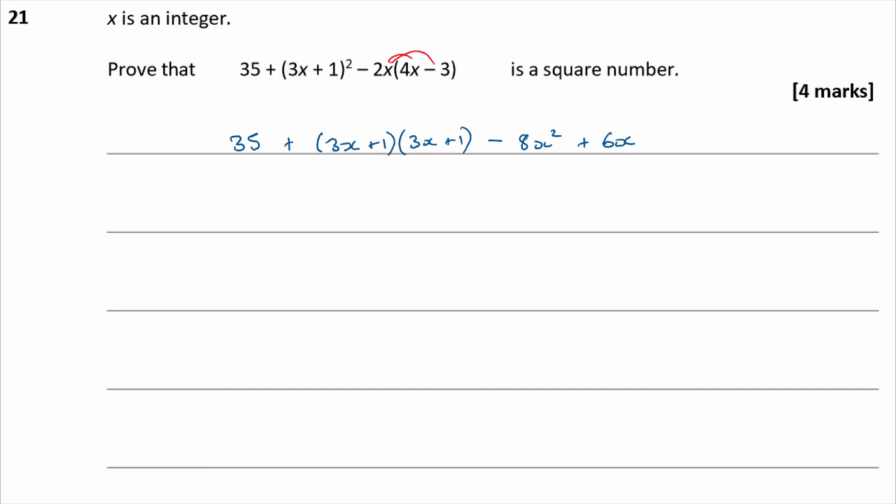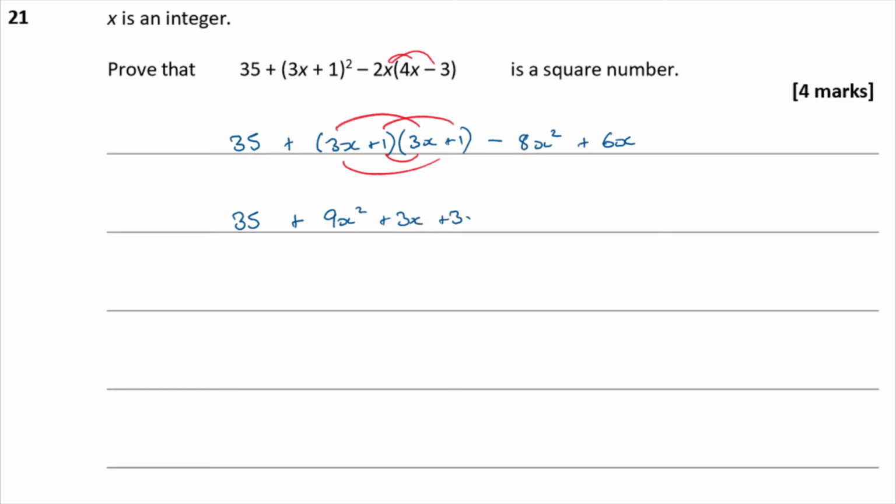Okay, so then I've got a FOIL that I can do on these. So multiplying out that double bracket there, I'm going to get 35 plus 3x times 3x is 9x squared. 3x times 1 is 3x.